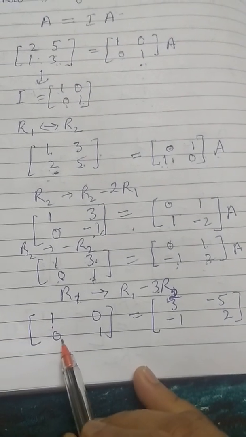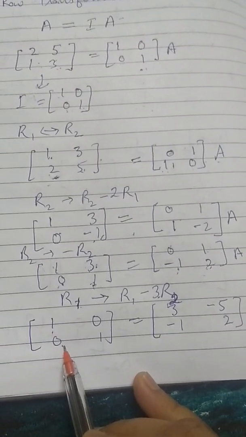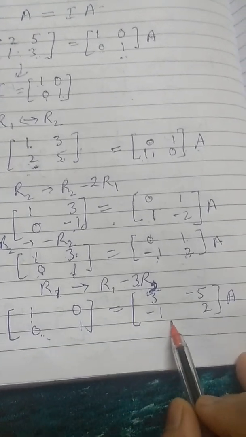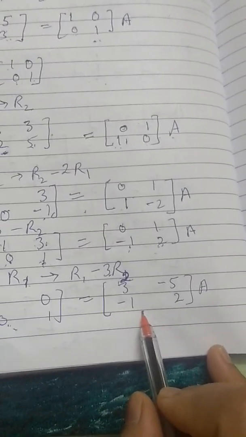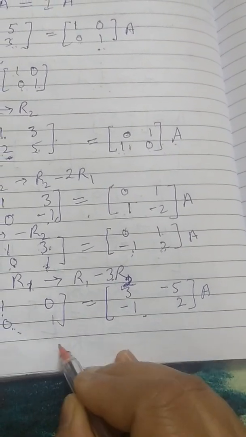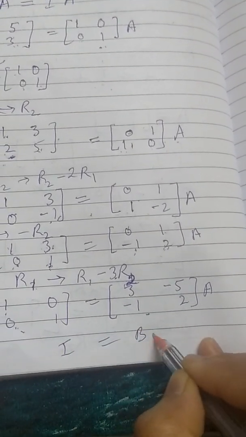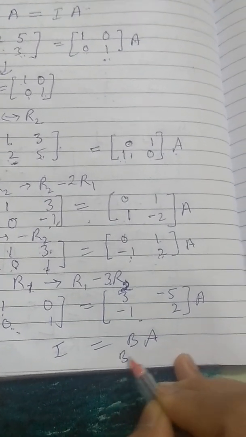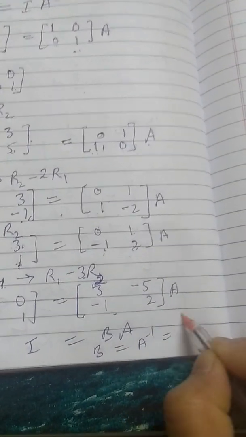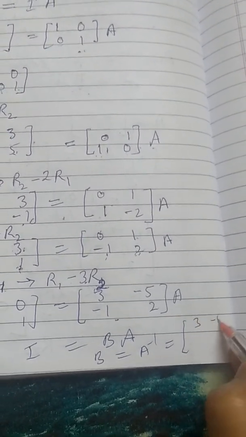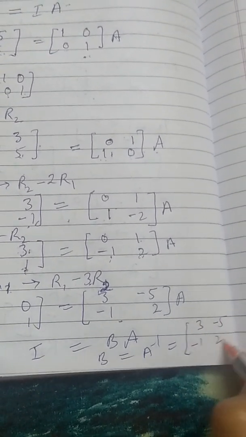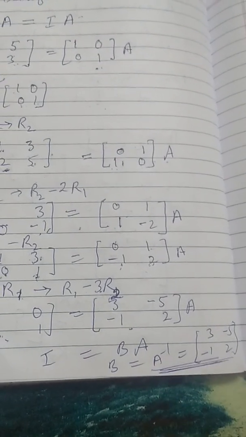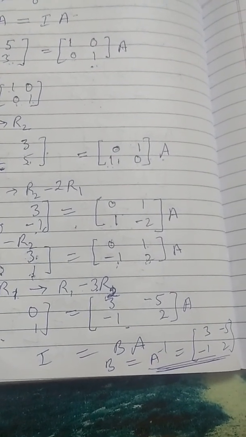And now you have to see this. This matrix is the identity matrix, and this becomes B. It means I is equal to BA. And this B is equal to A inverse, that is 3 minus 5, minus 1 2. That is the inverse of A matrix. Is it clear?